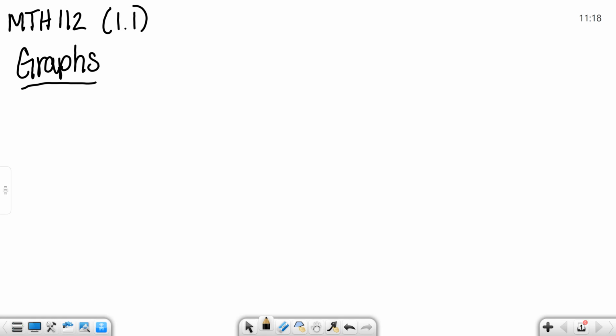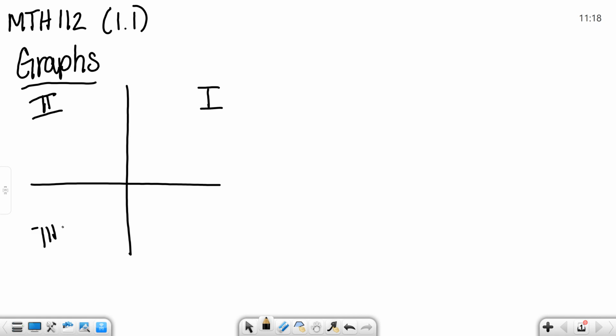Math 100, Lesson 7-1. We begin pre-calculus with graphs. Now that may be scary to some of you, but graphs are going to be really important to us. And we will start with just the Cartesian coordinate system. So this is what you're used to seeing. Hopefully you've seen this before.